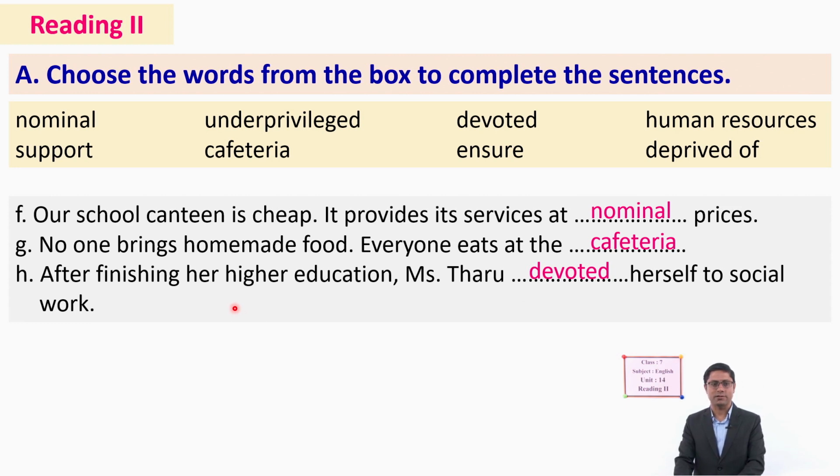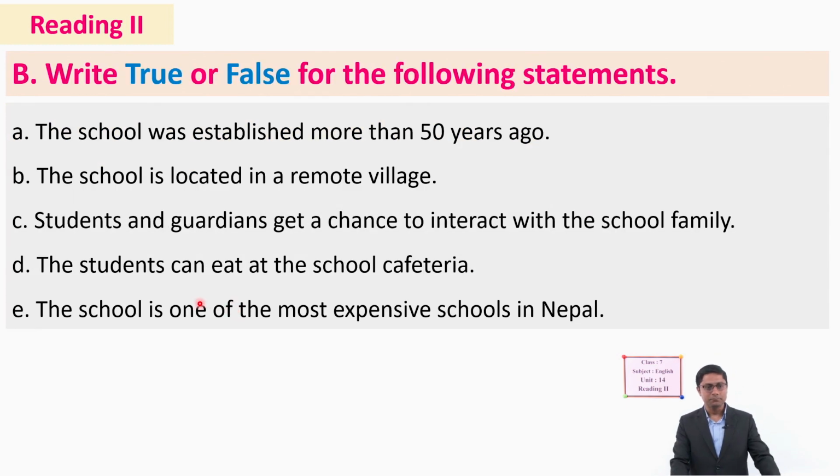Alright, let us do exercise B. What does it say? Can you read there? Exactly, it says write true or false for the following statements. That means, if the statement is true, you will write true, and if the statement is wrong or false, you will write false. Did you understand? Okay, the first one, let us see. The school was established more than 50 years ago. What do you think? Is it right or wrong?